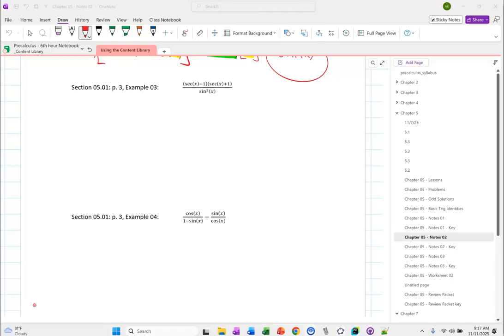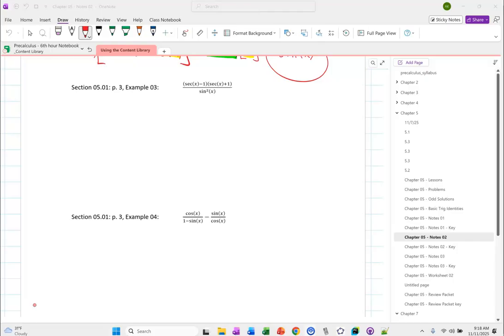All right, here we go. Everybody ready? We're looking at notes 2 in the OneNote. This example says secant x minus 1 times secant x plus 1, all over sine squared x. Again, the typical order for approaching these problems is to start by looking for any algebra things to do.